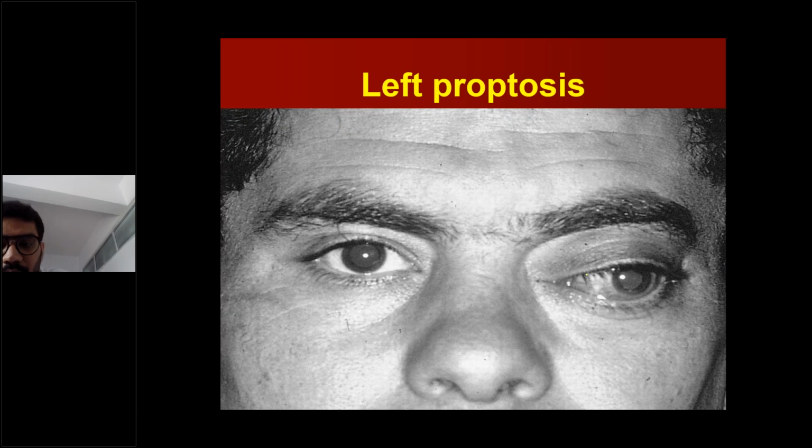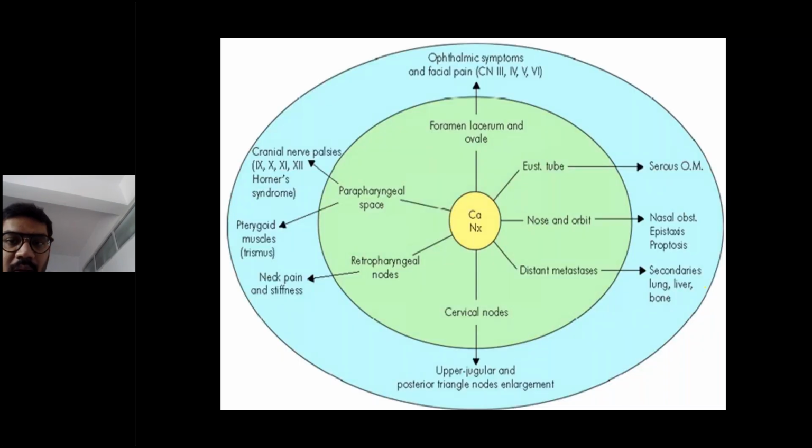So as you could see the ptosis over here, left ptosis. So how is the spread of this particular NPC occurring? When the eustachian tube is involved, it causes otitis media. This is also directly from the textbook. Nose and orbit involvement can lead to nasal block, epistaxis, and proptosis. Distant metastasis, I already told you: liver, lung and bone, LLB.